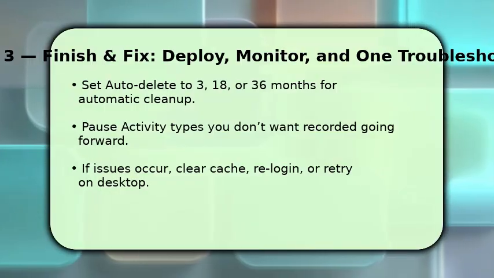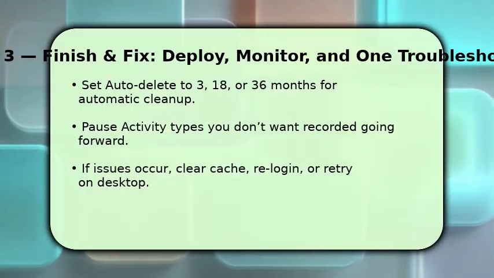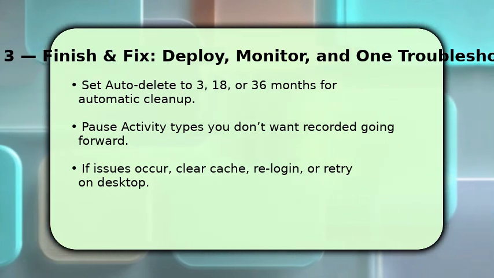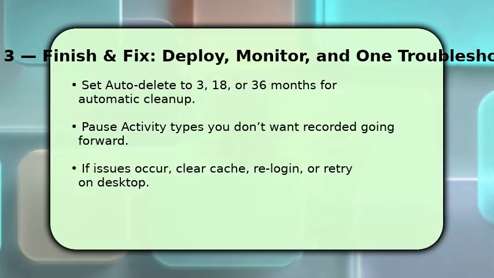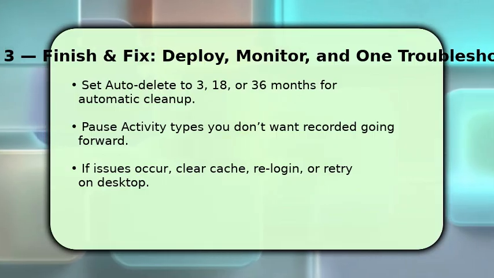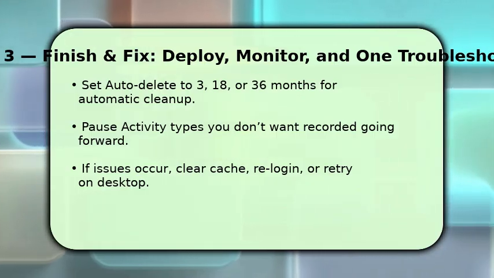Finally, set auto-delete to a retention period, 3, 18, or 36 months, so older activity is removed automatically, and pause specific activity types you no longer want to record. Once you apply these settings, verify by checking My Activity again to confirm items are gone.